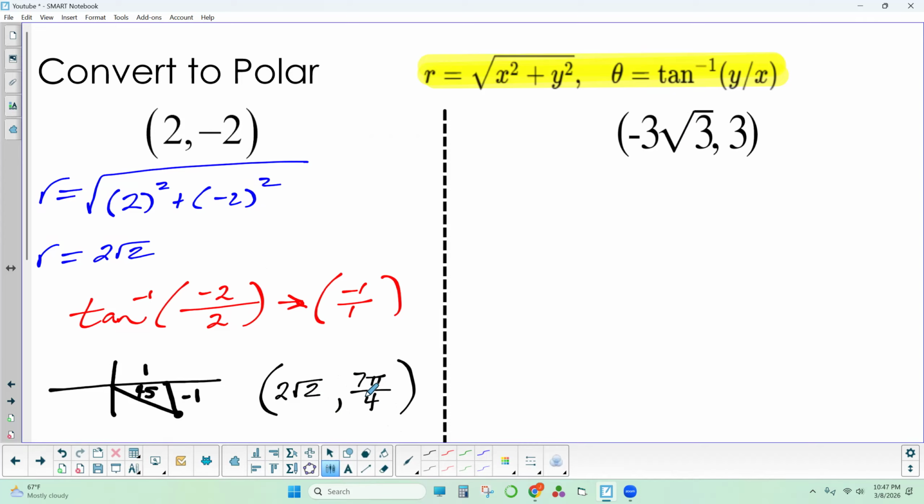Okay? So if you go to 7 pi over 4 and you go towards that angle 2 root 2, that puts you right here in the fourth quadrant. So that checks out. And there's our conversion. Okay? If you'd like to try the next one, go ahead.